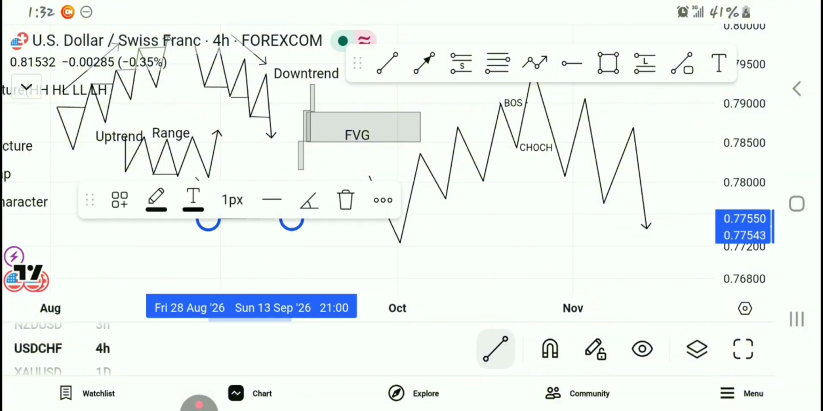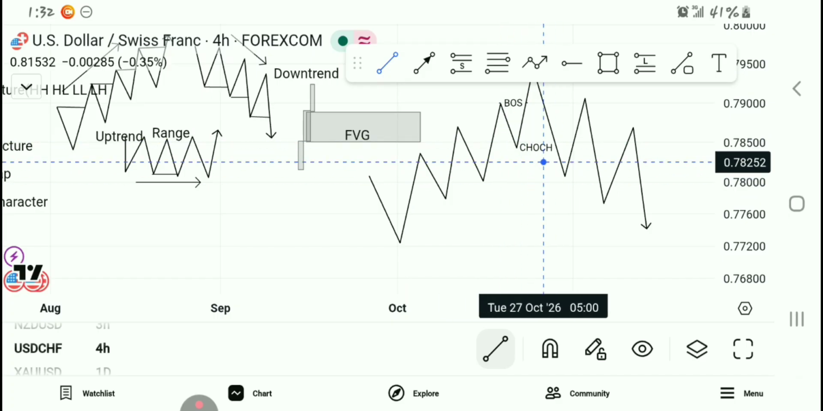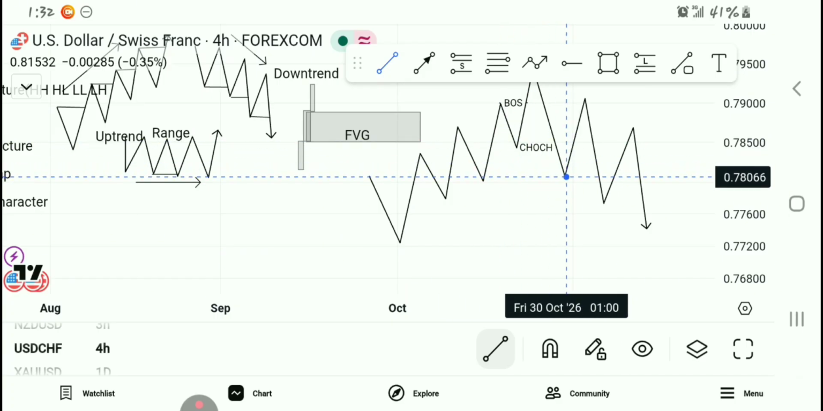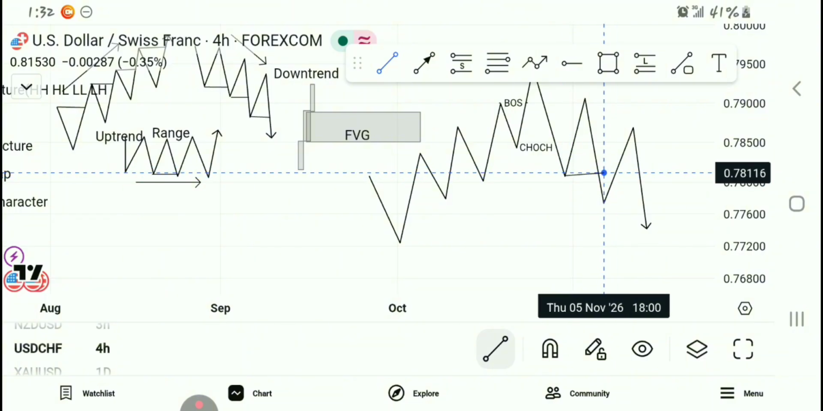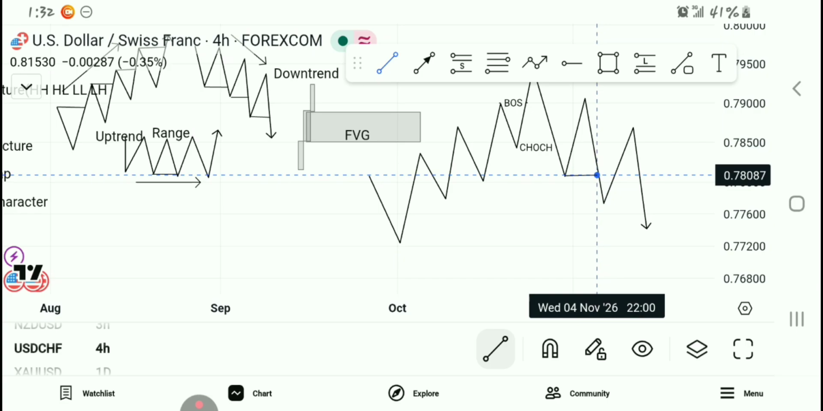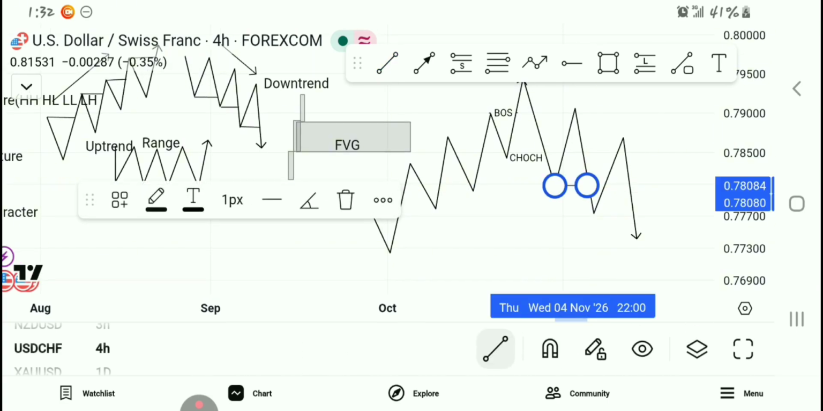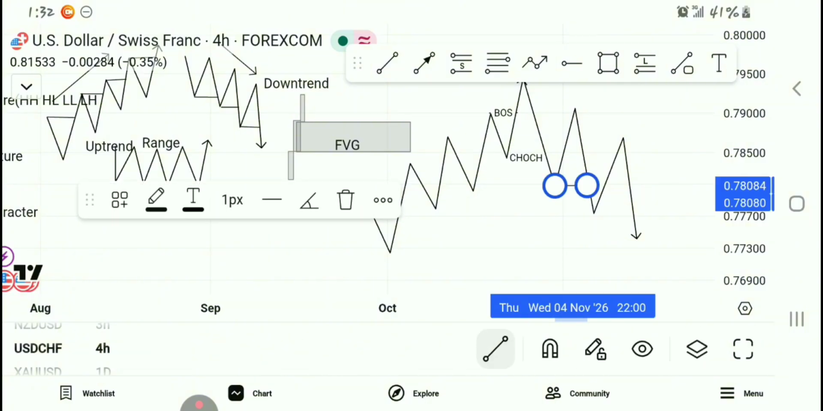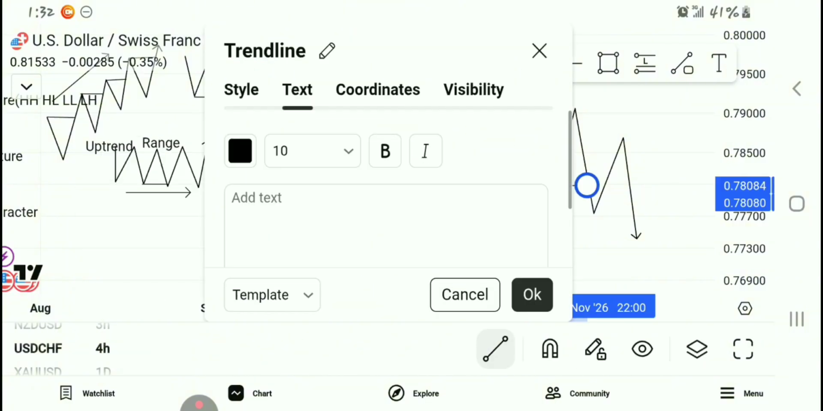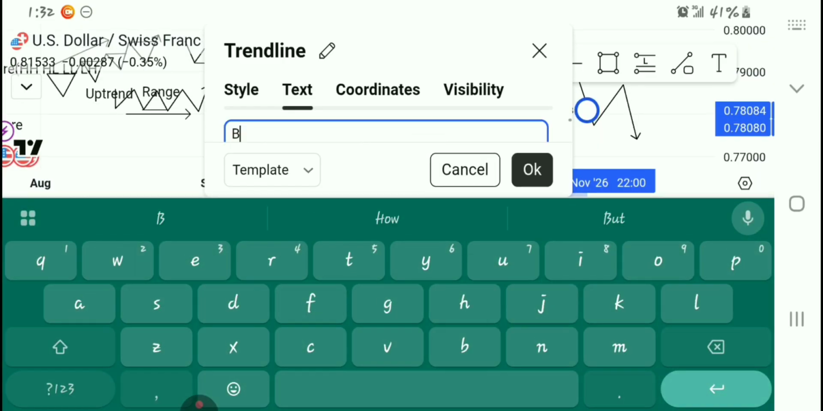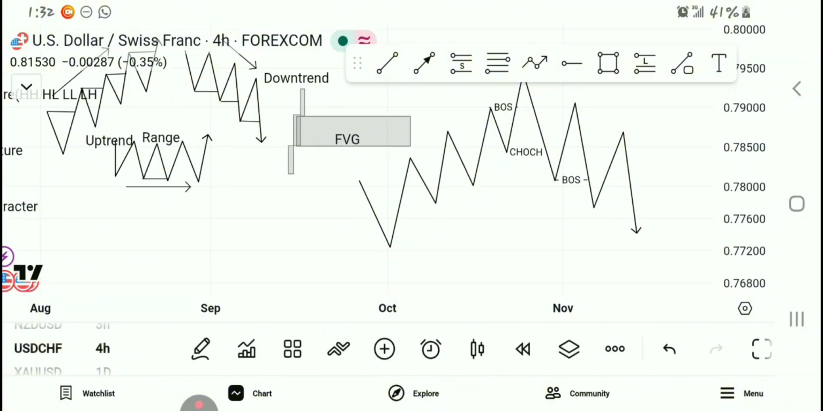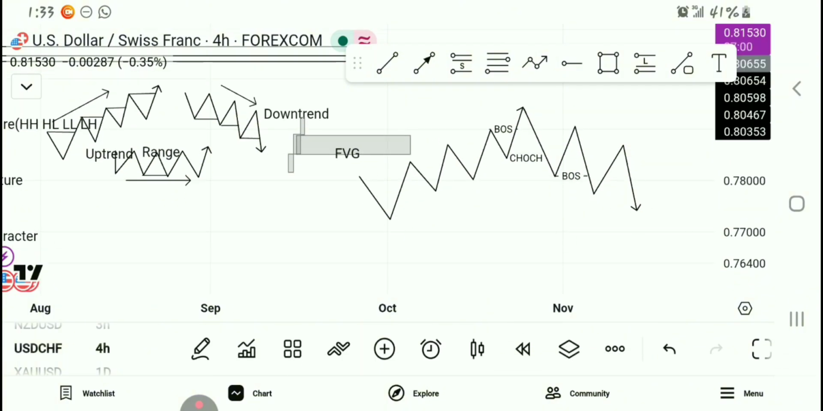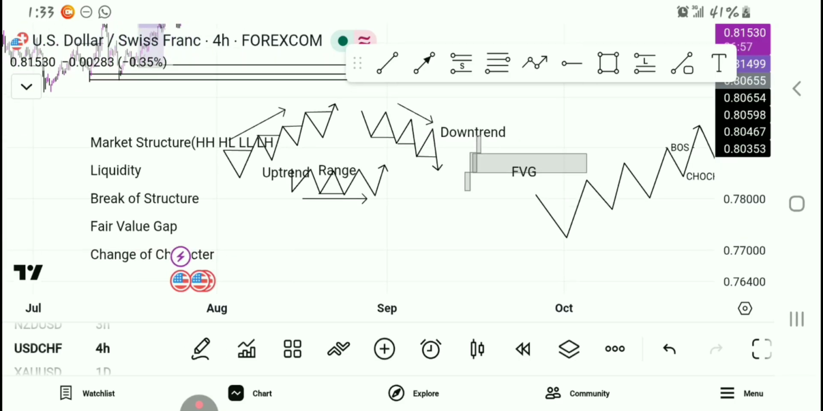Then after the change of character, we will now have a BOS. Note that this is the BOS. After the change of character, we have a BOS, which signifies that the market will now start going down. That means we have changed to a downtrend. We have changed to a downtrend once a BOS occurs after the change of character. So that's for change of character and BOS.